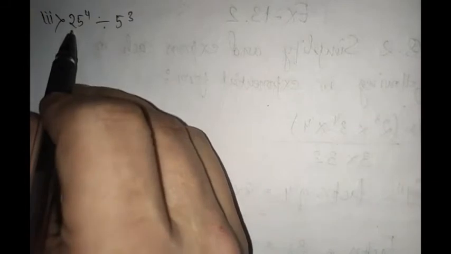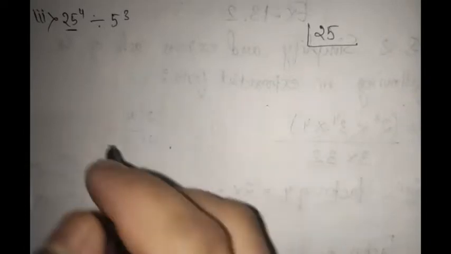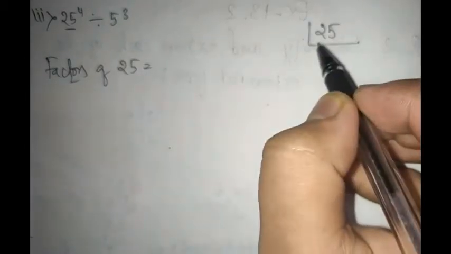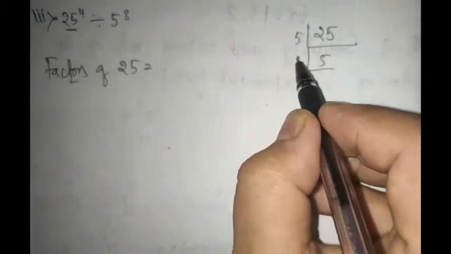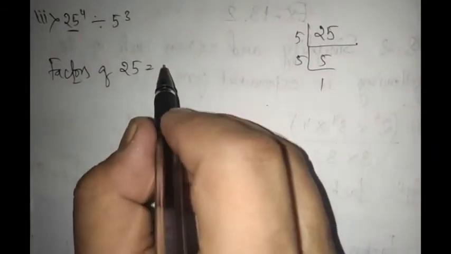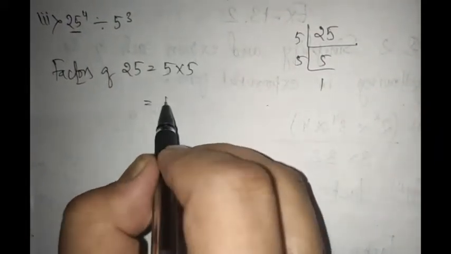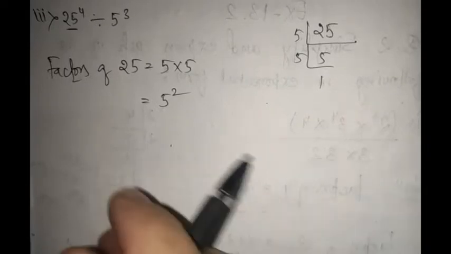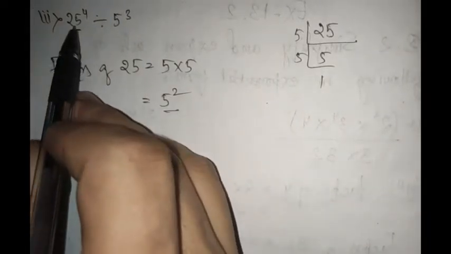25 to the power 4 divided by 5 cube. So you can see this 25 is not in its prime factor form, right? So this is in the composite form. So we have to convert this 25 into its prime form. So first of all you have to write factors, how we did in question number 1. Factors of 25: 5 fives are 25, 5 ones. So how many 5s did you get? 2. 5 into 5, so you are going to write 5 square, right? So now this 5 square you will be replacing with 25.